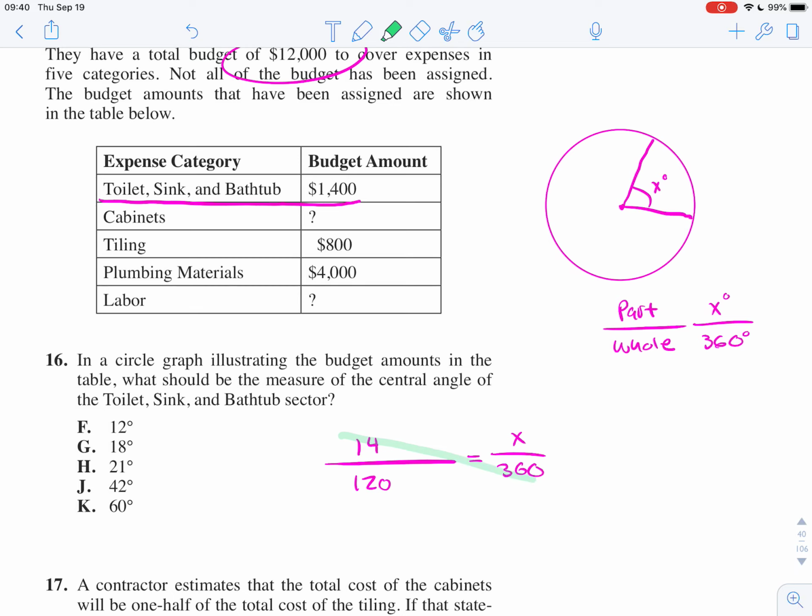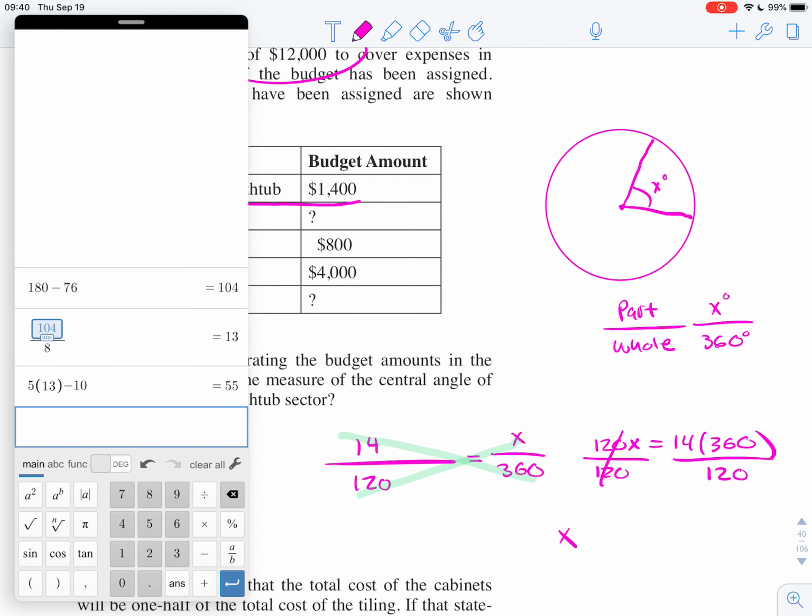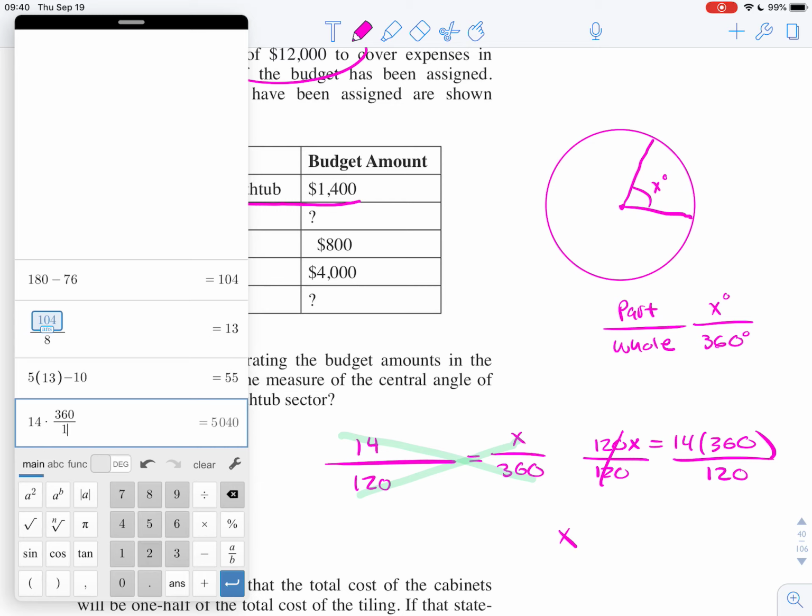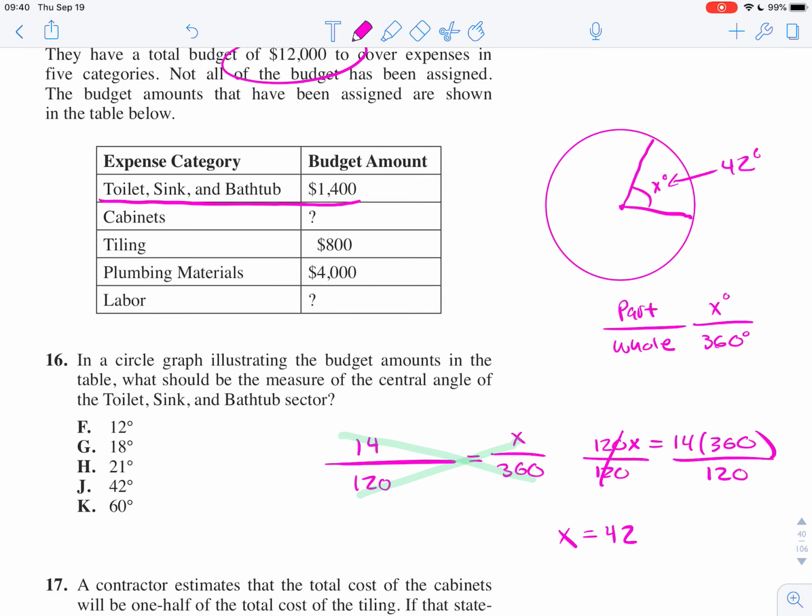You have a proportion. A lot of people like to cross multiply. That would end up giving us 120x is equal to 14 times 360, and we'll divide by 120 to get us our x. So x will end up equaling 14 times 360 divided by 120. So x would equal 42. So that degree should be 42. I apologize, that is just a drawing, so the angle is probably off.